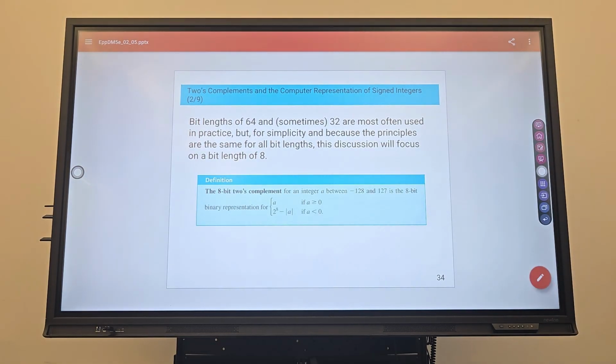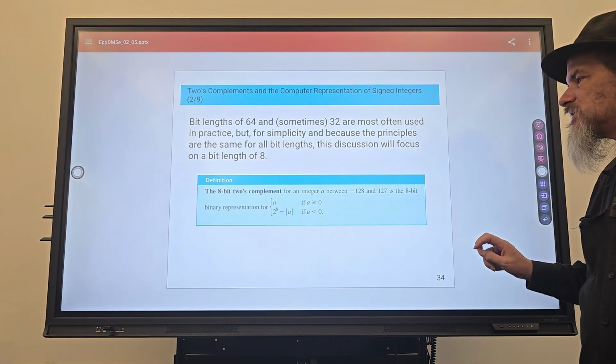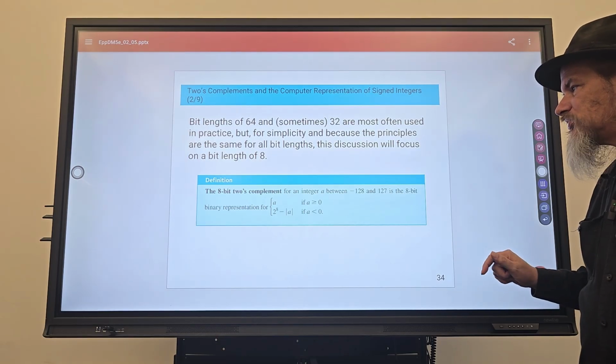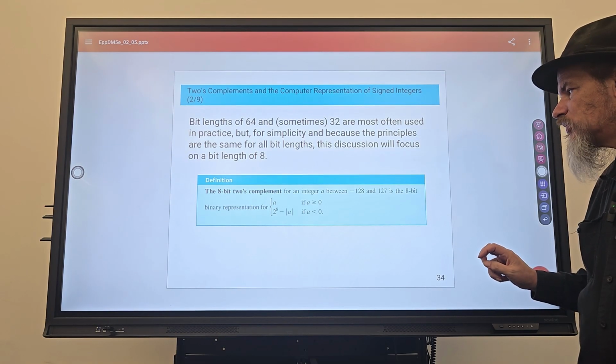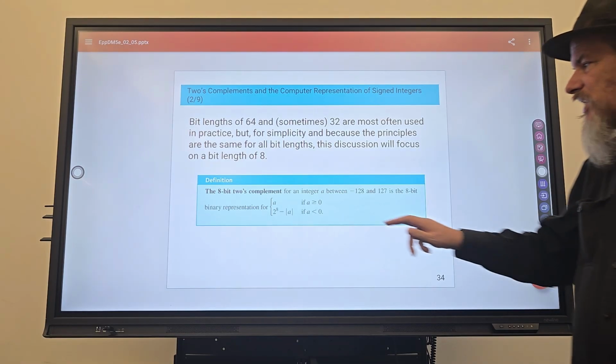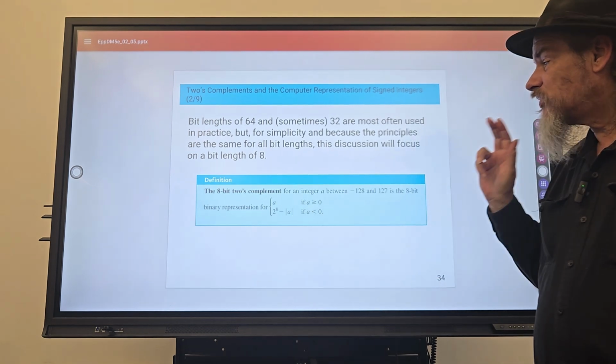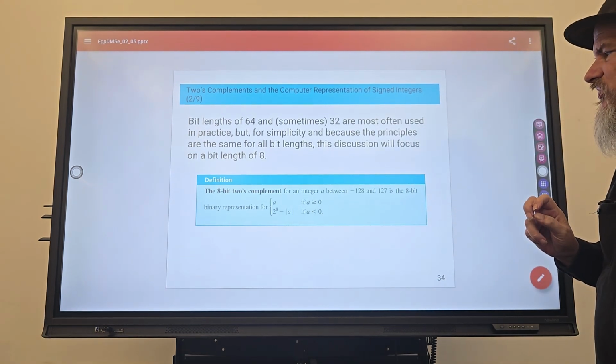Bit lengths of 64 and sometimes 32 are often used in practice, but for simplicity, and because the principles are the same for all bit lengths, we'll just do a bit length of 8. The 2's complement for an integer a between negative 128 and 127 is a, if a is greater than or equal to 0, and 2 to the 8th minus the absolute value of a, if a is less than 0.